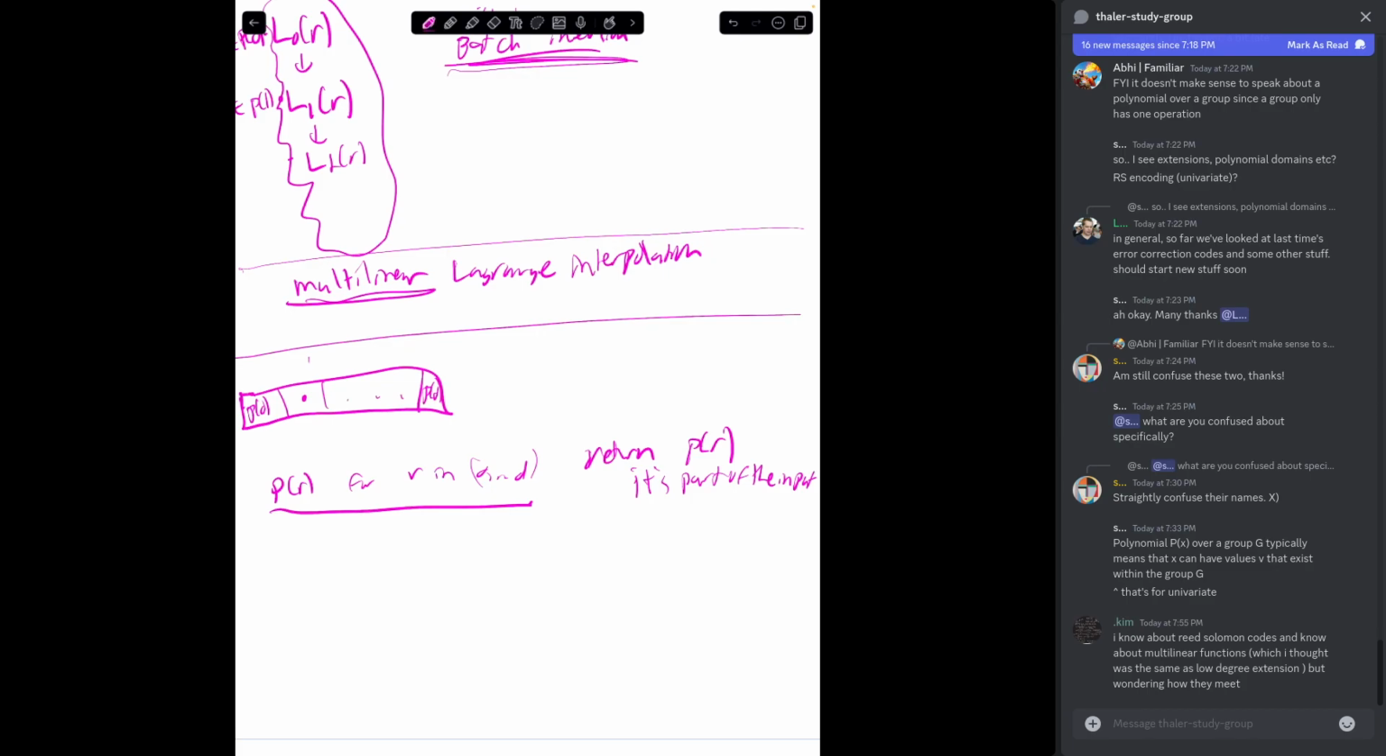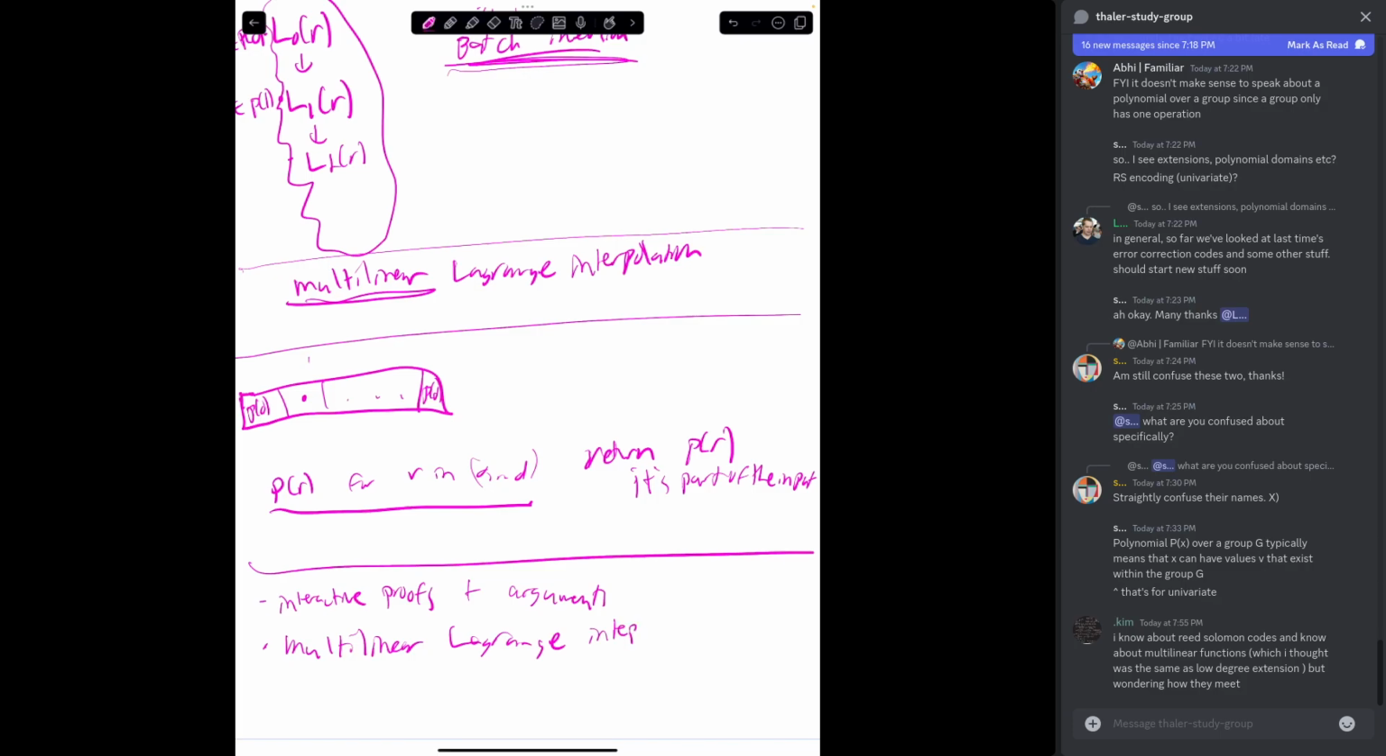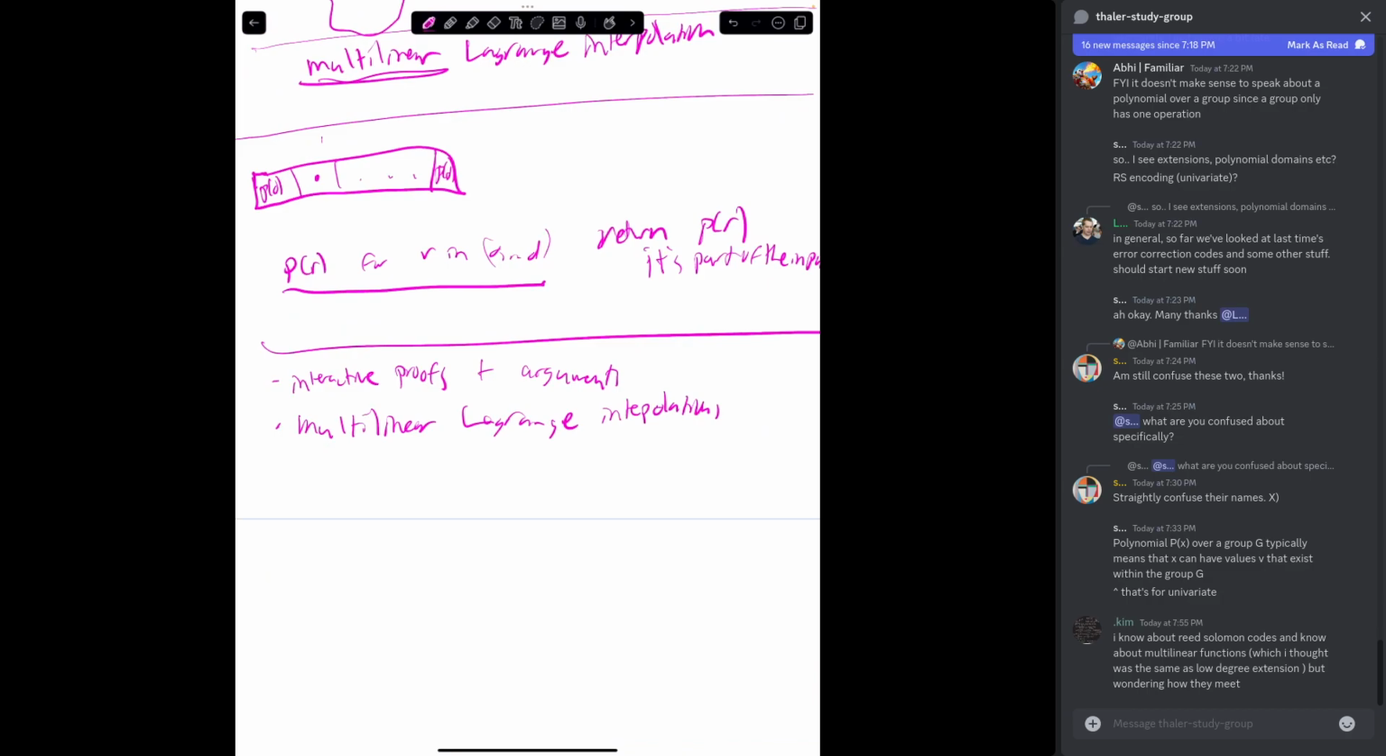I think next time it's awkward to try to start the sum check protocol the same day we discuss multilinear Lagrange interpolation. So actually, I think it'll be a nice session to discuss interactive proofs and arguments briefly, since there's not that much to say about them, and then move, in the same session, to multilinear Lagrange interpolation, which is the analog of what we just saw today, but for multilinear polynomials instead of univariate ones. And then after that, we'll go to sum check.